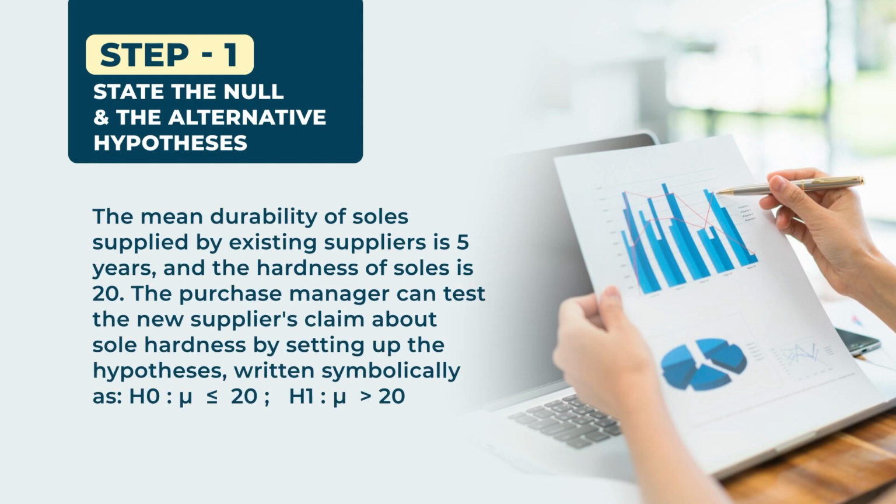Based on past records, the mean durability of soles supplied by existing suppliers is 5 years and the hardness of sole is 20. The purchase manager can test the new supplier's claim about sole hardness by setting up the hypothesis, and it can be symbolically written as H0: mu is less than or equal to 20, and the alternative hypothesis can be written as H1: mu is greater than 20.